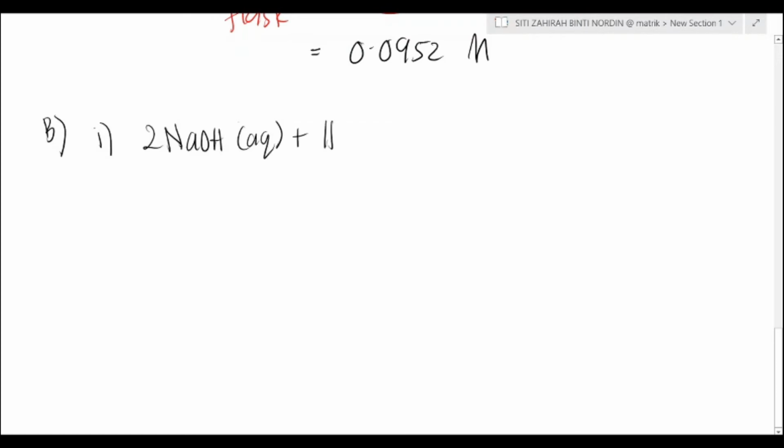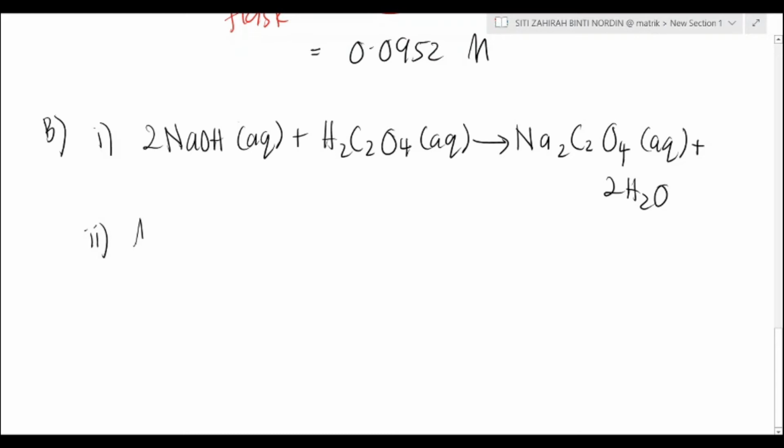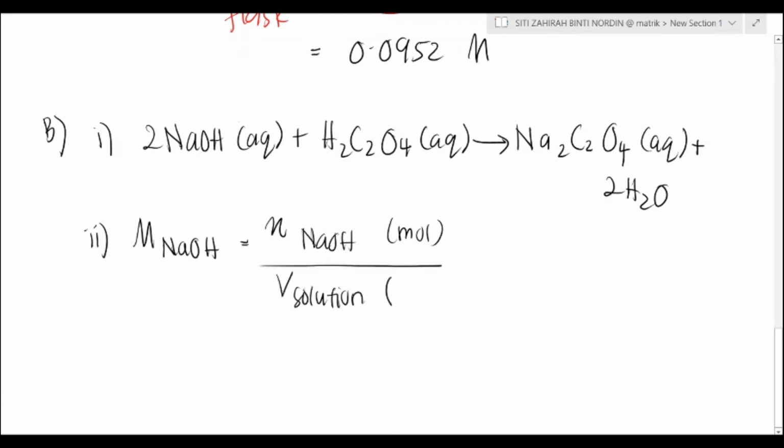For part B, first you need to figure out the balanced chemical equation between sodium hydroxide and oxalic acid. Remember class to include the state or the phase as well, because you're doing the experiments, so you must know about it. Second thing is to find the molarity of sodium hydroxide by using the formula of mole of NaOH divided by volume of solution in a liter. First we're going to find the mole of sodium hydroxide by using stoichiometry, and the volume of solution is the average volume that we've already calculated in result part.